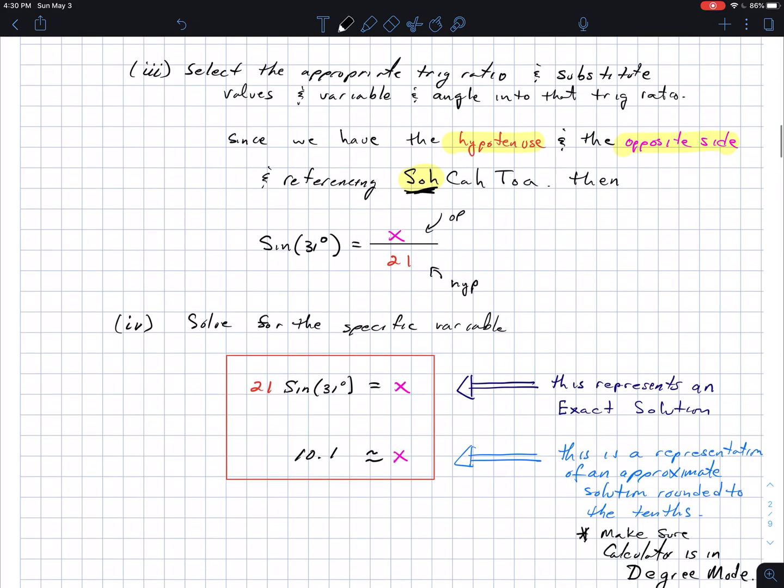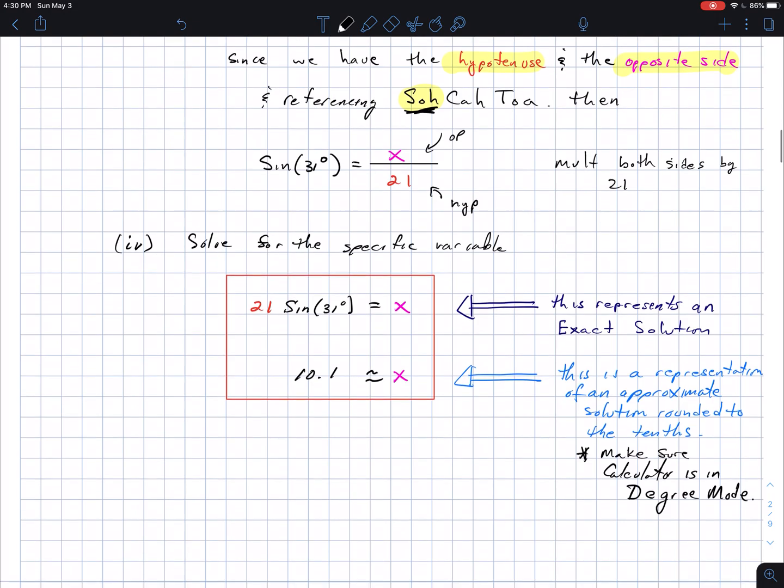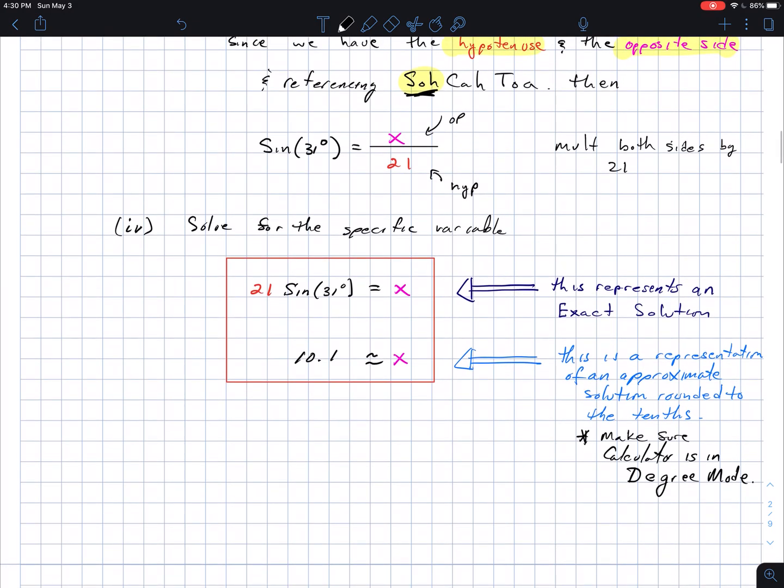Then all we have to do is solve, and that's very easy. We just multiply both sides by 21. And when we do, we get two different representations that we can look for. The first one is going to be the exact solution. This is as exact as we can get. Everything else that's put into a calculator will represent an approximate solution or approximate answer.